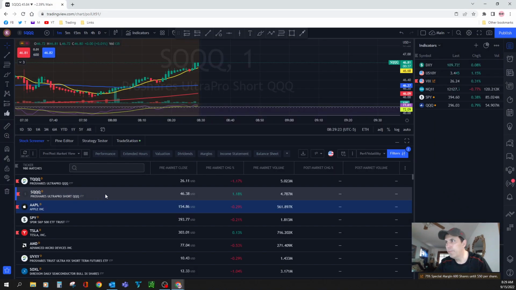Okay. TQQ minus 117. SQ plus 118. Apple minus 0.29. Tesla plus 113. Tesla SQQ green. Is red.